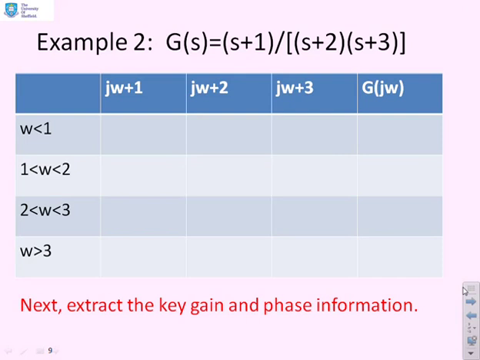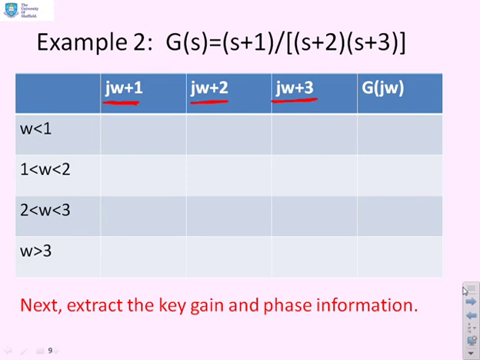Let's do a different example then. So G equals (s plus 1) over (s plus 2)(s plus 3). And you'll see now what we're going to do is gradually get quicker and show why this can indeed be a very quick method. So first of all, I've written each of the factors: j omega plus 1, j omega plus 2, j omega plus 3.